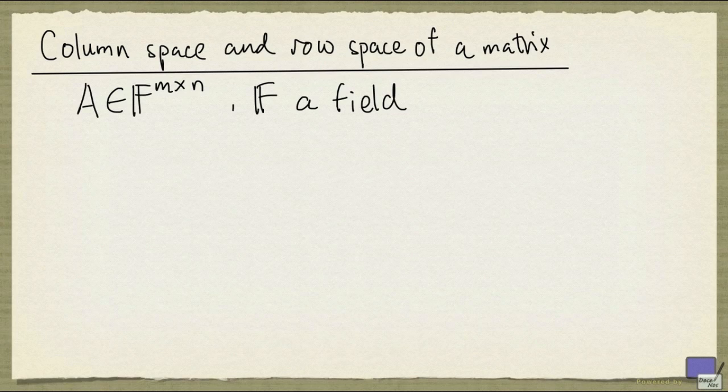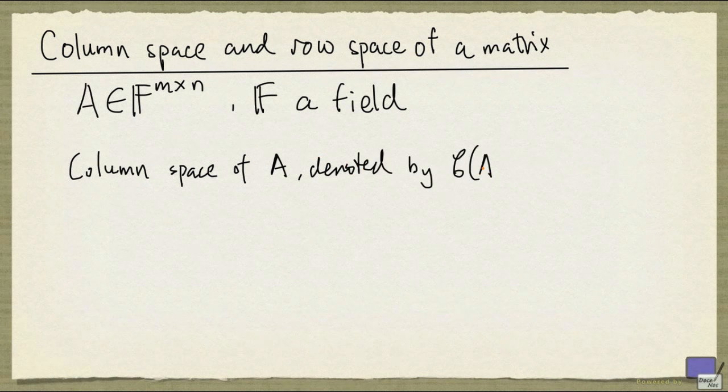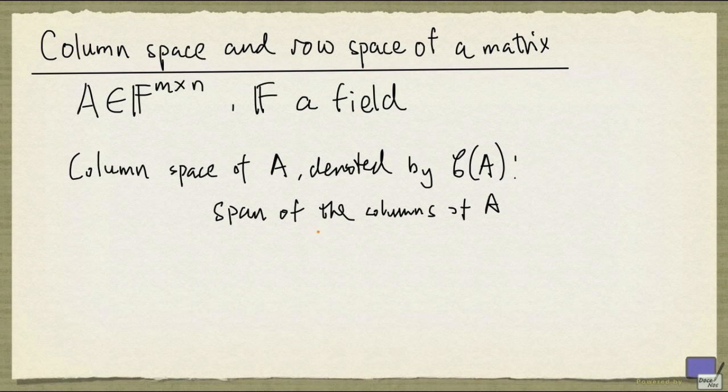Let A be an n by n matrix with entries from a field F. We have seen the null space of A. We now see two additional vector spaces associated with the matrix A. The first one is called the column space of A, and is denoted by C of A. And the column space is formed by taking the span of the columns of A. So each column gives you a vector, and you take the span of all those vectors.